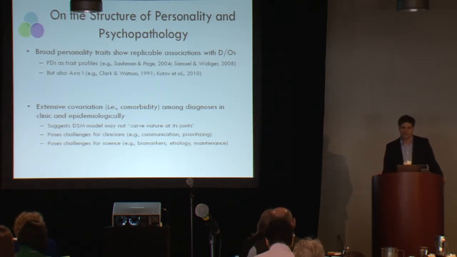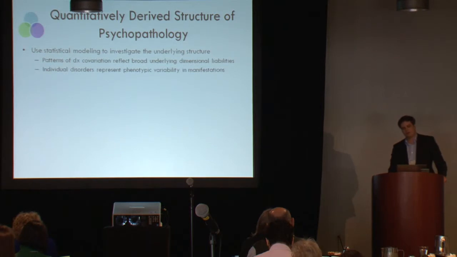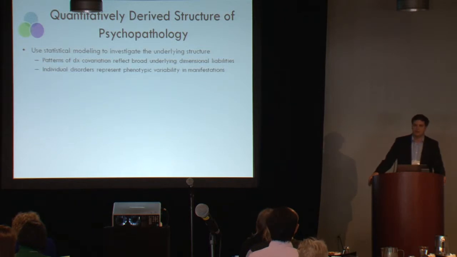So there's that challenge. An alternative approach that's been gaining a lot of traction in the past few years, or at least there's a larger number of studies being published related to it, uses statistical modeling to investigate the underlying structure underneath these patterns of comorbidity. So the suggestion there is that these things aren't occurring by random, and in fact, it has to do with their specific patterns of covariation.